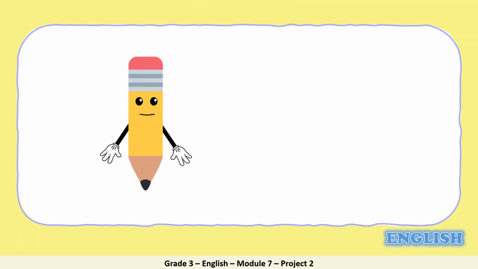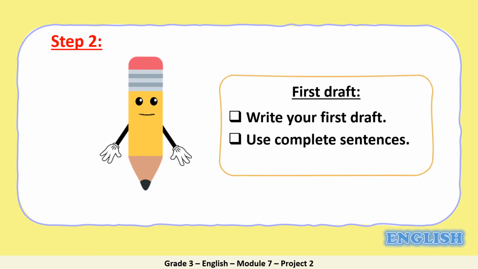Now that we finished brainstorming, let's move to step 2, first draft. In this stage, we are going to write our first draft. We are going to write sentences and join them into a paragraph. Are you ready to start writing? Here we go.